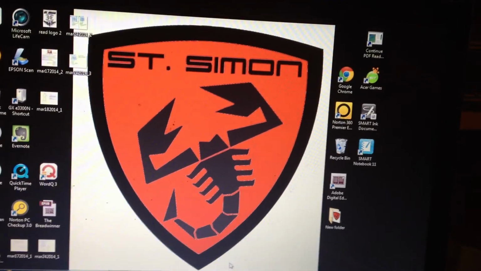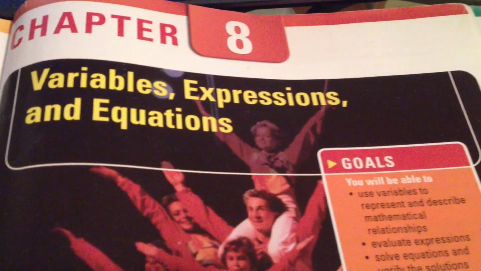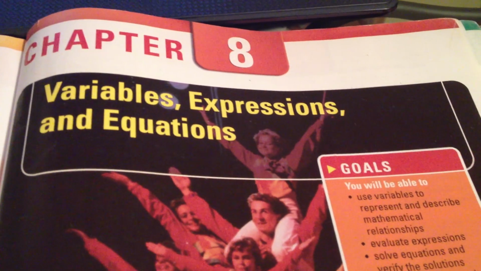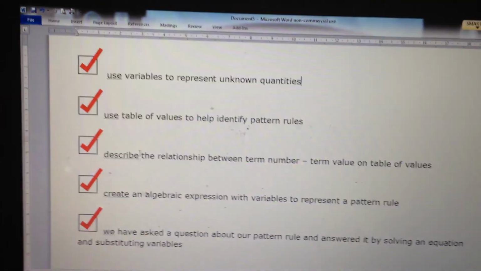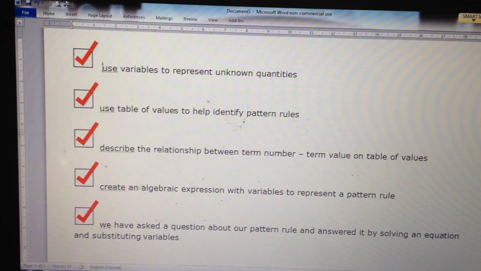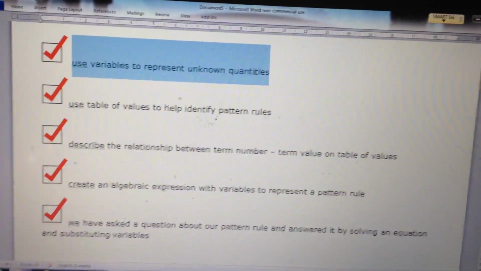Hi St. Simon, we're going to do a little task that will hopefully reinforce your understanding of variables, expressions, and equations here in Chapter 8 of your math. Now at this point in the unit as well as the year, we have all had experience using variables to help us represent unknown quantities.